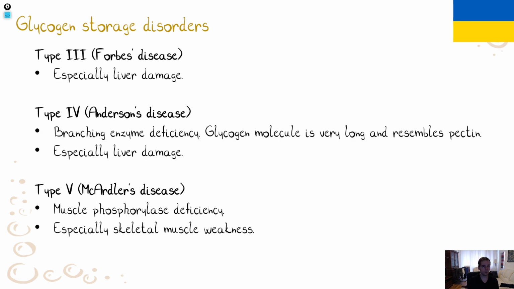Type 3, or Forbes disease, there is especially the liver damage. In type 4, so-called Andersen's disease, this is also mainly a hepatic disease, and there is a deficiency of branching enzyme. So in this situation, the glycogen molecule is very long and it resembles pectin. And type 5, or so-called McArdle's disease, this is mainly a myopathic form. So there is especially skeletal muscle weakness, and this is a deficiency of muscle phosphorylase.